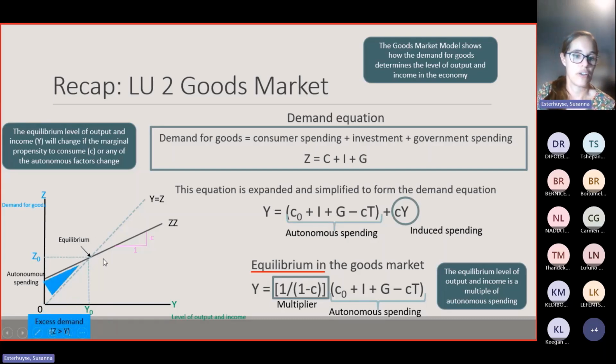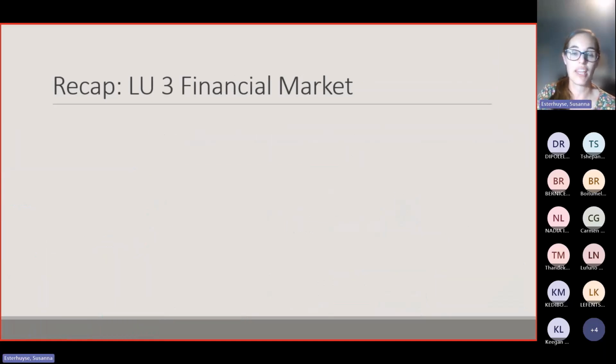Okay, and then just on this portion, you've got excess demand, and on this area, you've got excess supply. So the economy will correct itself by moving towards this equilibrium point. So that was the gist of Learning Unit 2, the goods market. Then the recap of the financial market.